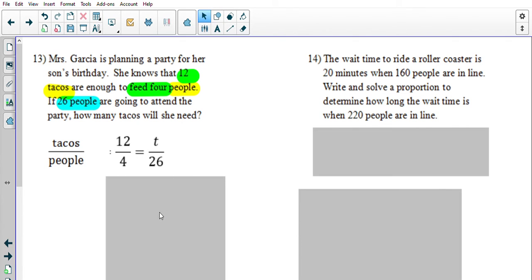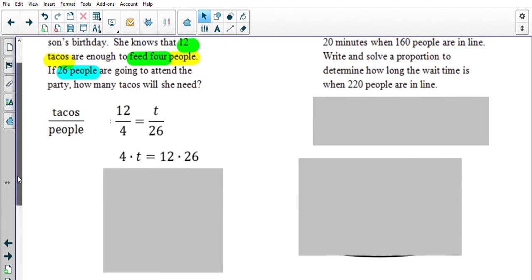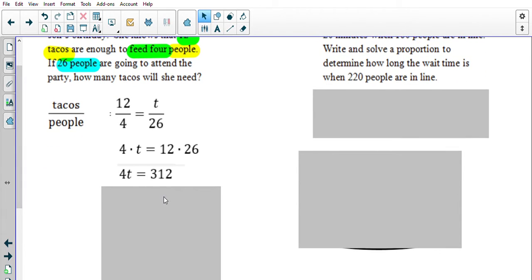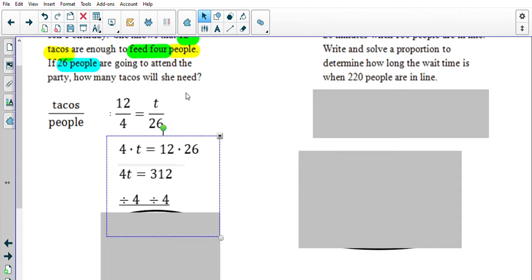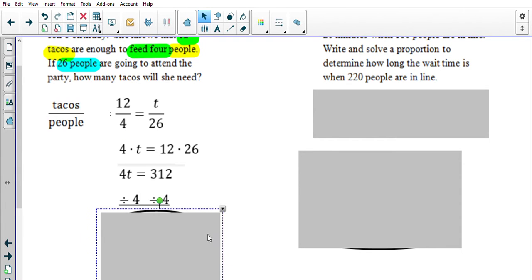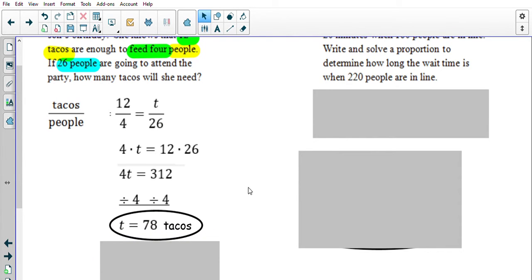Now let's cross multiply. 4 times t equals 12 times 26. That's 4t equals 312. Divide both sides by 4, and we will get a solution of 78 tacos. So 312 divided by 4 is 78 tacos.